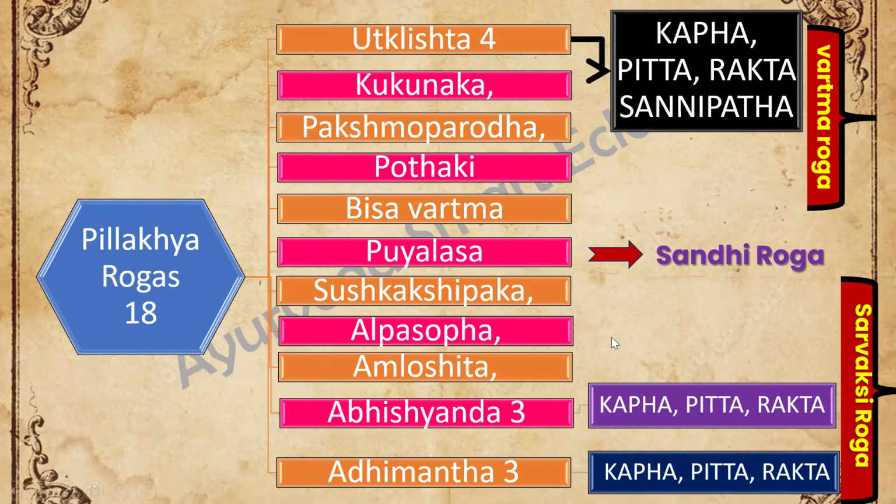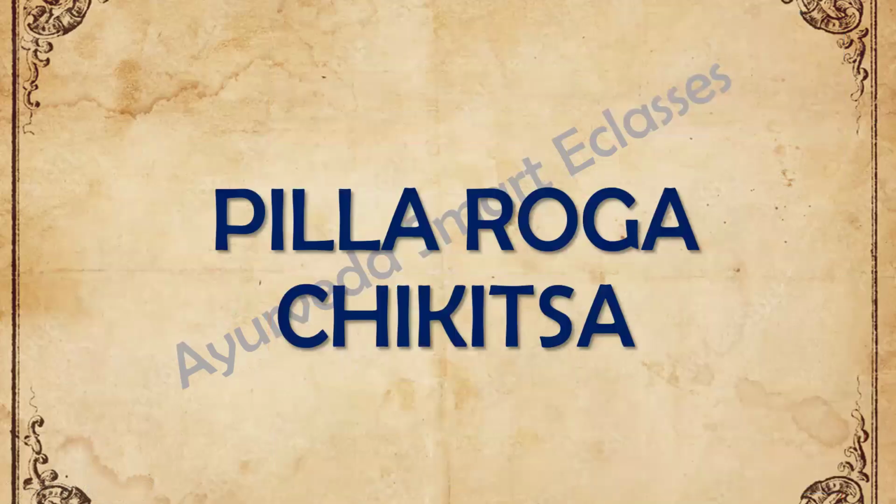So when you see, there are no Vada Rogas here. Here 4 Utklishta: Kapodklishta, Pitta Utklishta, Rakta Utklishta, Sannipata Utklishta, Mugunaga, Pakshmoparodha, Bodhaki, Bisa Vartma. All these 8 come under Vartma Roga. Then Sandhi Roga Puyalasa. Then Shushkakshipaga, Alpashobha, Amloshida, 3 Avishanda, again except Vada, 3 Adhimanda except Vada. All these are Sarvaksiroga. So together all these 18 are called the Pillakya Roga.